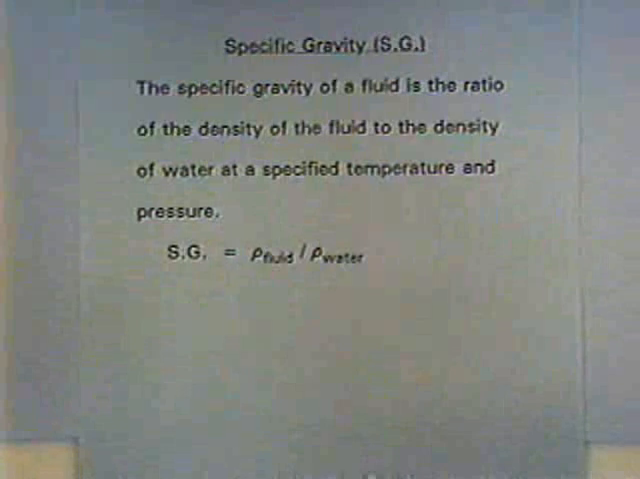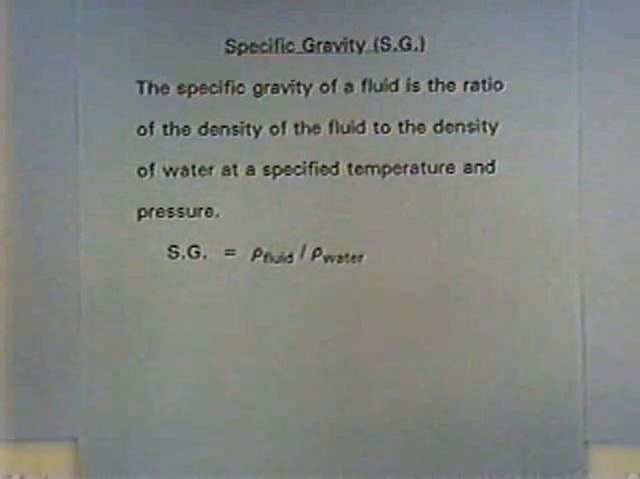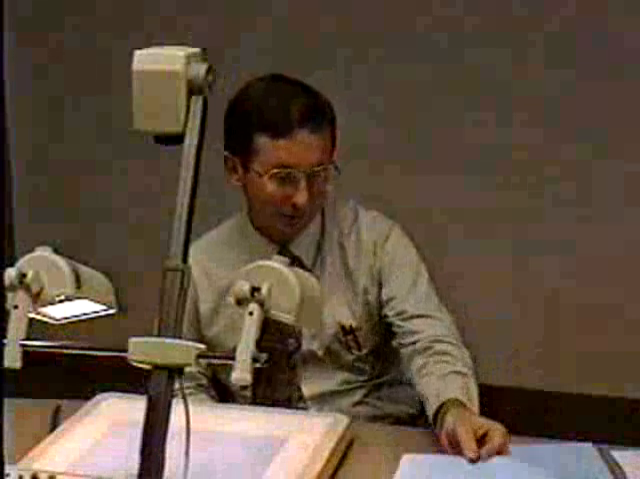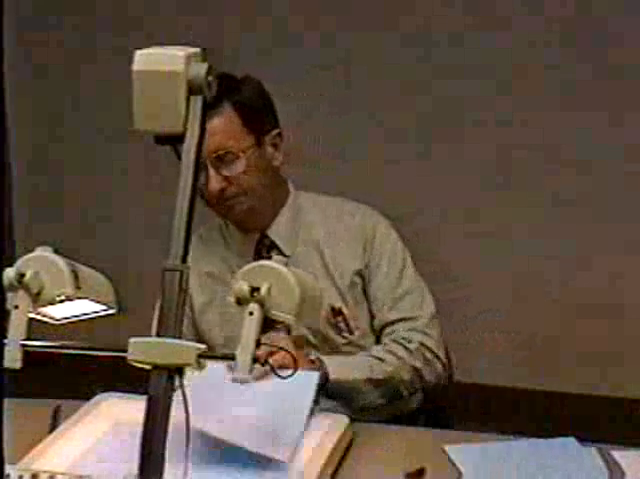Sometimes we'll express the fluid property in terms of a specific gravity, and by definition, the specific gravity of a fluid is the ratio of the density of that fluid to the density of water at a specified temperature and pressure. Different people can set different standards for that specified temperature and pressure. So the formula in front of you there is the specific gravity is the density of the fluid divided by the density of water. And of course, if you like, you could write it as the unit weight of the fluid divided by the unit weight of the water.